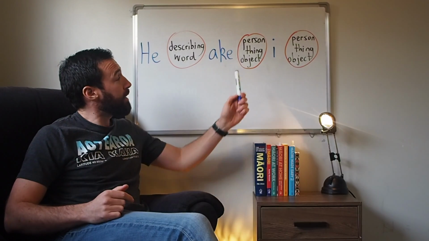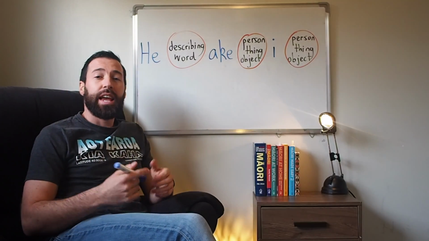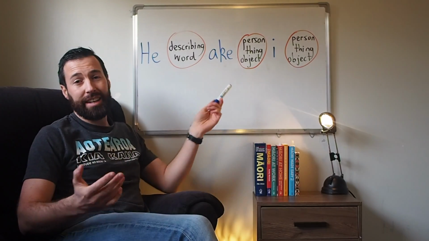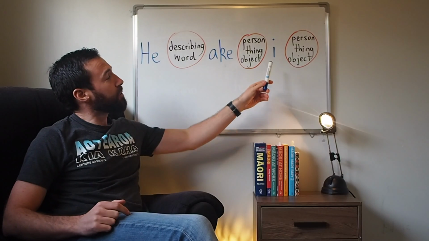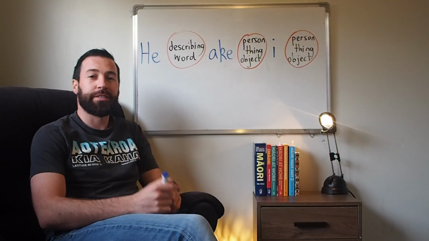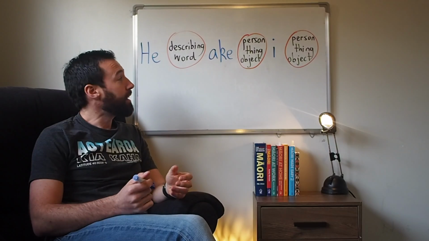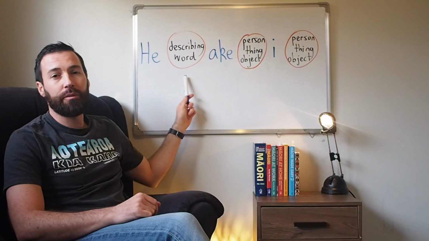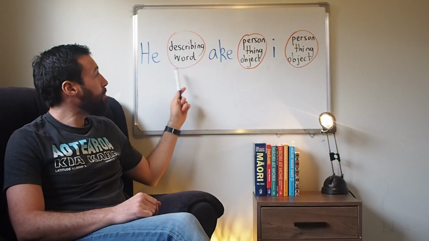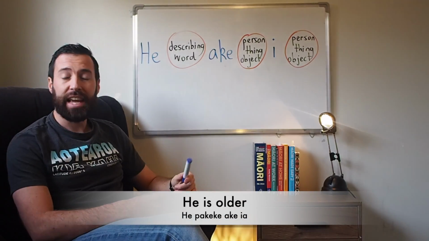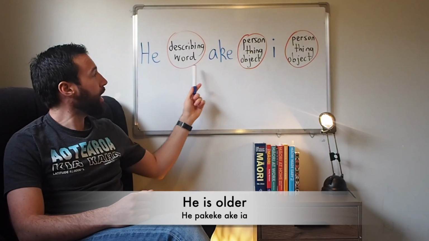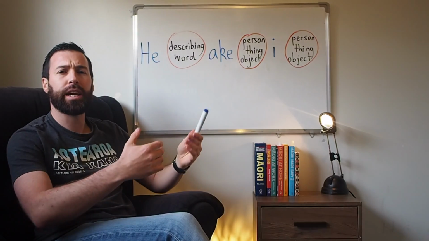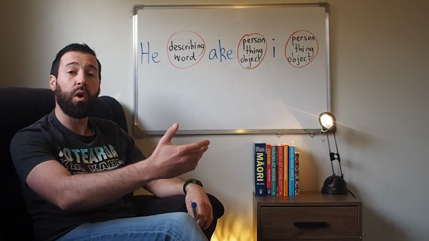Alrighty, we'll head into our conclusion and then we'll wrap this up. So we had a look at comparing two things. And we did this by using ake or atu. In this case we focused on ake. And of course the i separated the two things being compared. Now, if you don't have that second comparison, an ake after the describing word could be he pakeke ake ia. He is older. He pakeke ake ia. Just having that ake after the describing word. He pakeke ake ia. He is older.